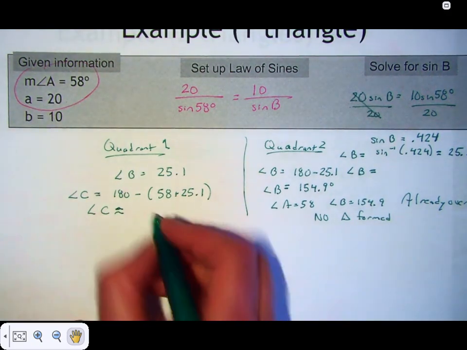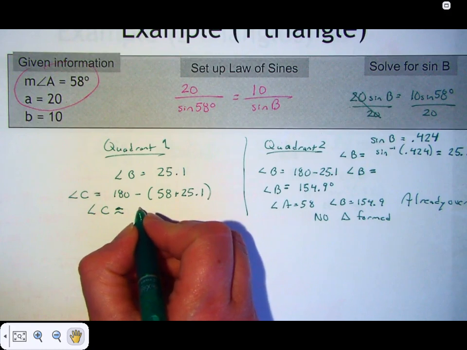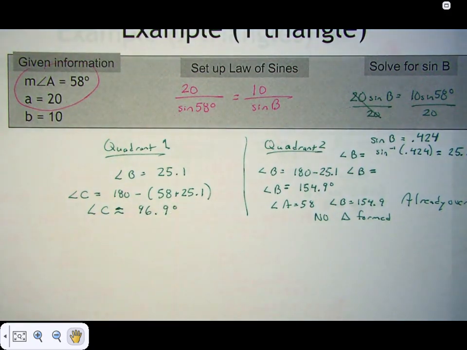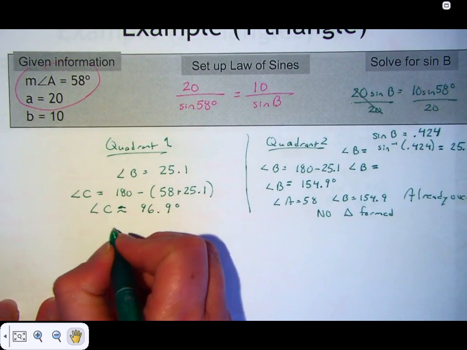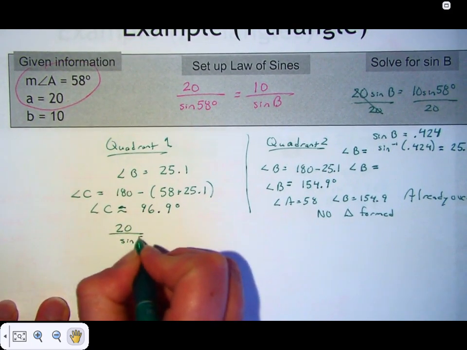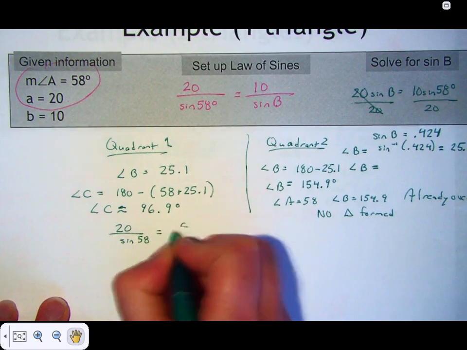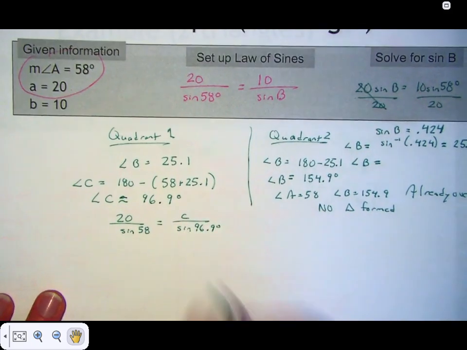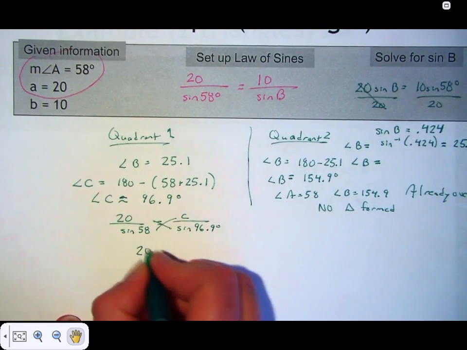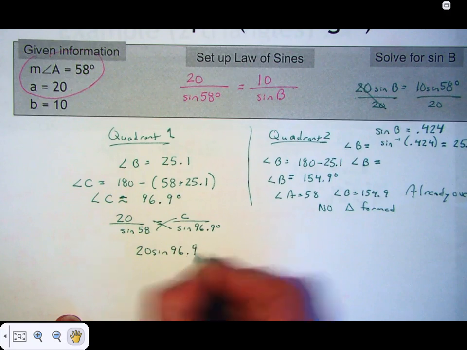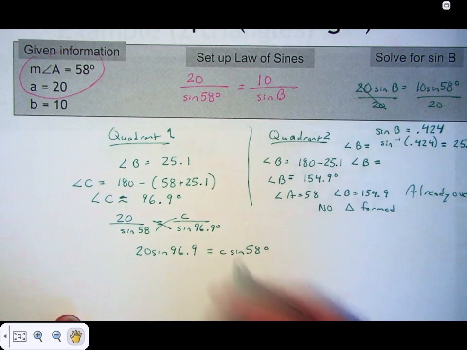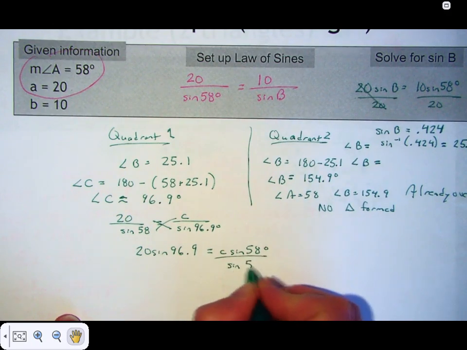What is it? I didn't hear the answer. That sounds good. Okay, so all I need now is side C. That's the only thing I'm missing. So 20 over sine 58 equals C over sine of big C. Okay, so cross multiply, you get 20 sine 96.9 equals C sine 58, and divide by the sine of 58.